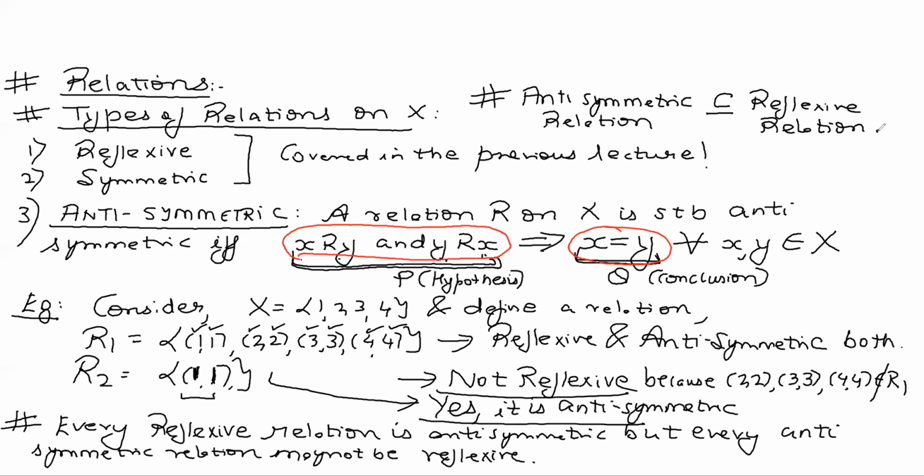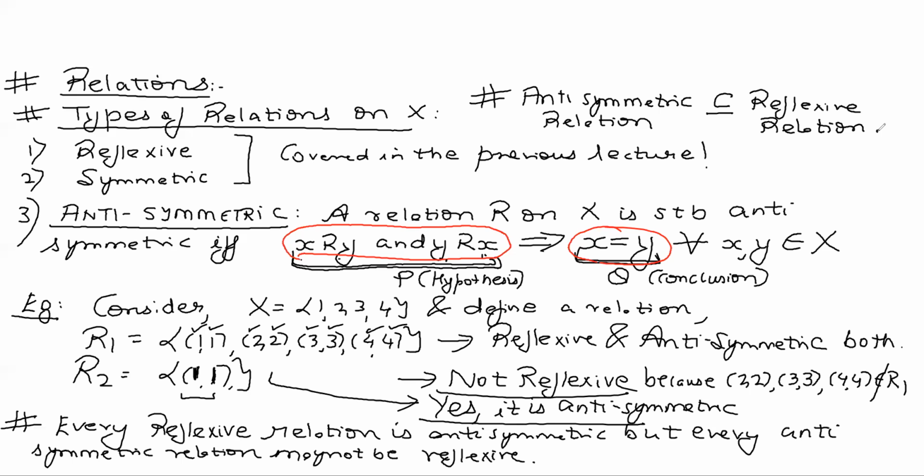Okay, so let's please ask your doubts. The relation R1 and R2 can also be called symmetric relation, no? Yeah, R1 and R2 both are symmetric because of the vacuously true concept.